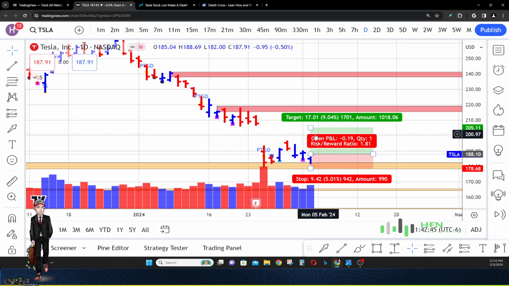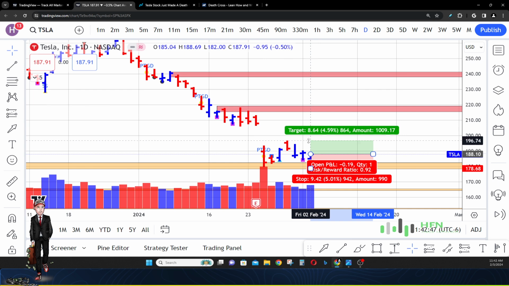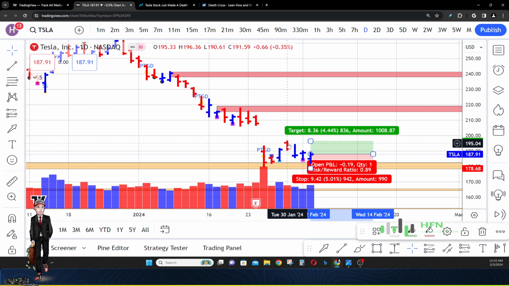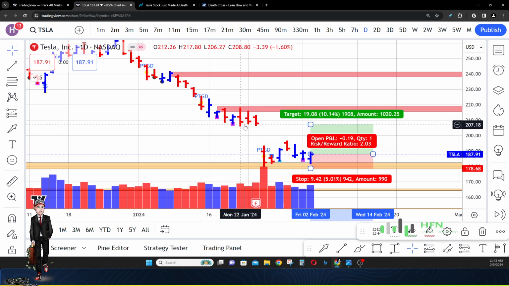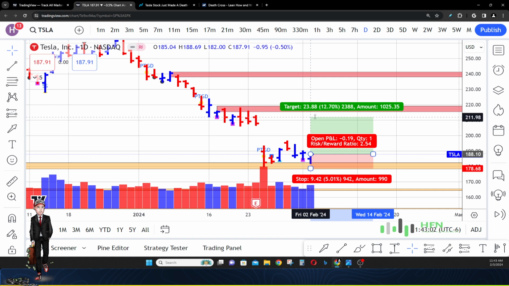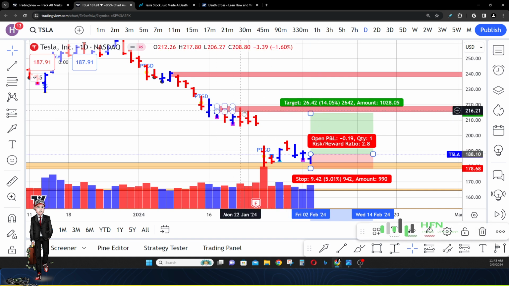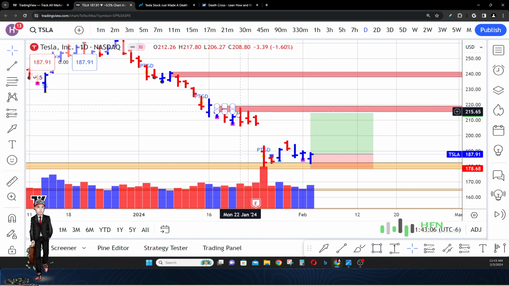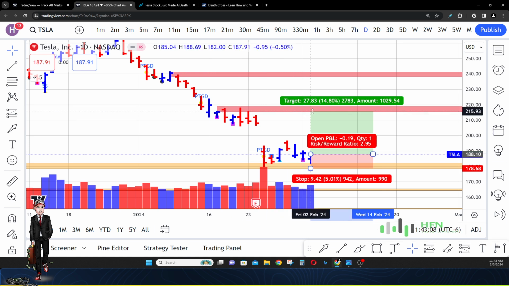Okay, so my first target is going to be right here at the high of the 30th of January. That's only 4.44%. Nothing much. Second target is going to be at the lows of these days. That is 10.14%. And then my third target is going to be here at the sell zone that we talked about in Tesla. This is going to do at the low. That's around a 14.8% move higher.